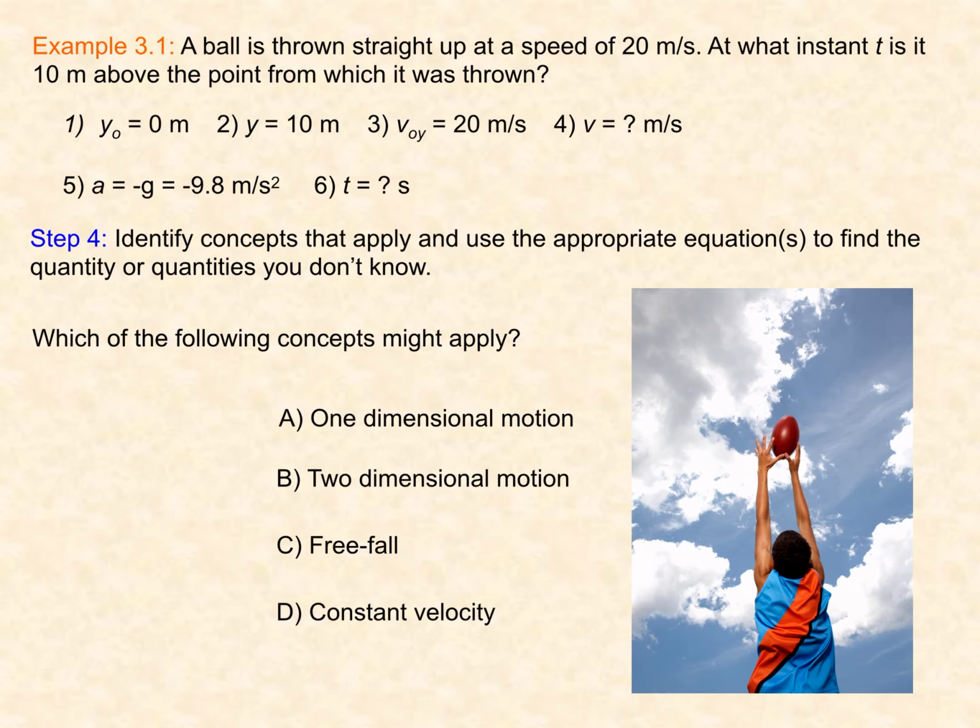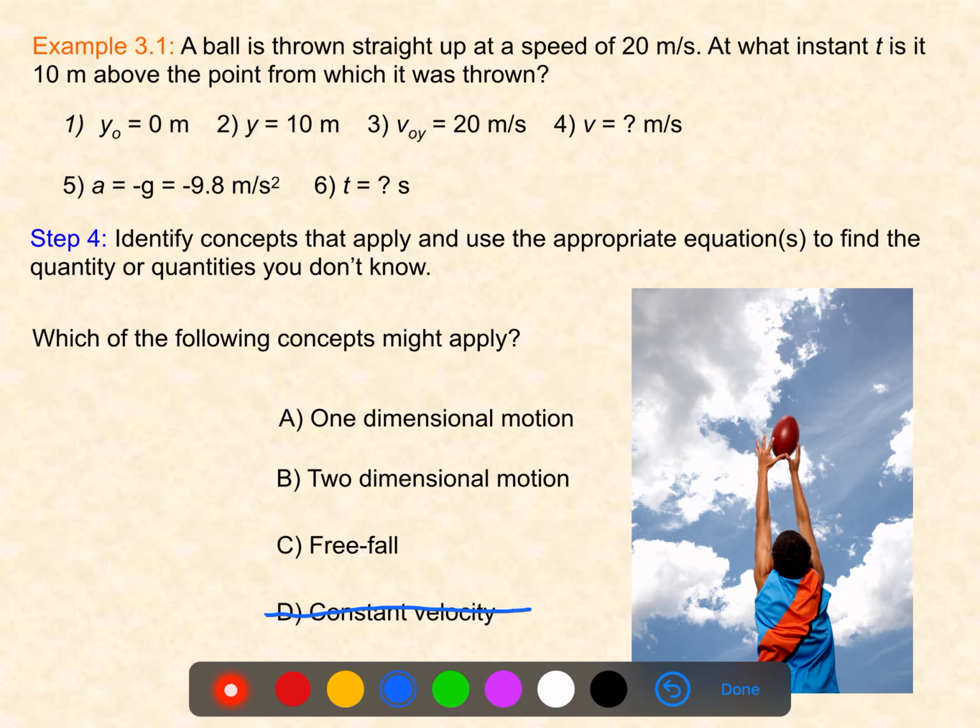So the next step in our process, step 4, is to identify which concepts might apply to this kind of motion. We do not have constant velocity because there is acceleration due to gravity, right? And we do not have really two-dimensional motion to worry about. We are just throwing the ball up and down, so it's throwing it up and it's coming back down. So this is really just one-dimensional motion, and it is free fall motion as well.